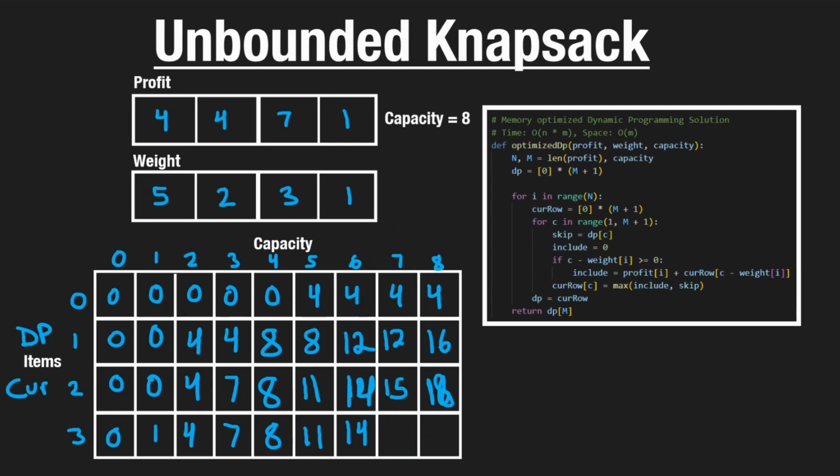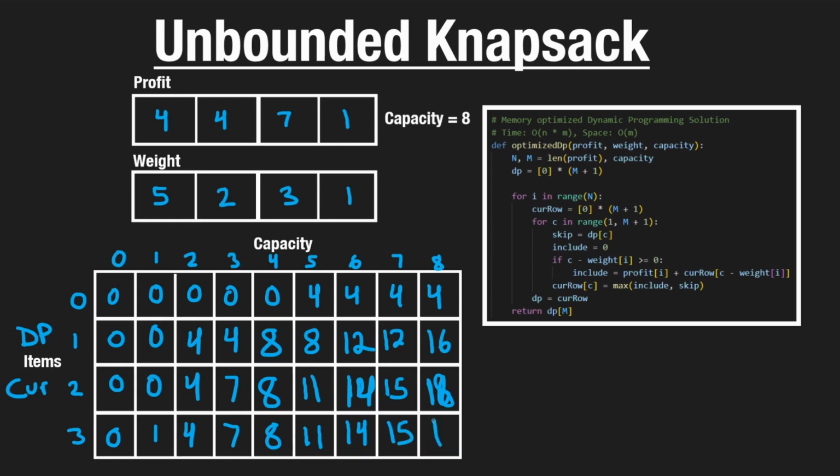with this, from here, we can choose to skip the last item, which is basically take the value above, or we can take the profit of this item, which is 1, plus the value to the left. Here we only go to the left by 1 because the weight of this item was 1. So what's higher, 15 or 14 plus 1? Well, they both equal 15. So 15 is going to go here.